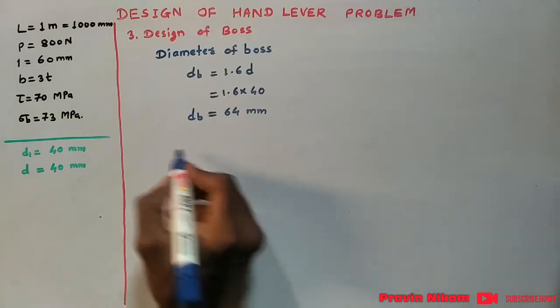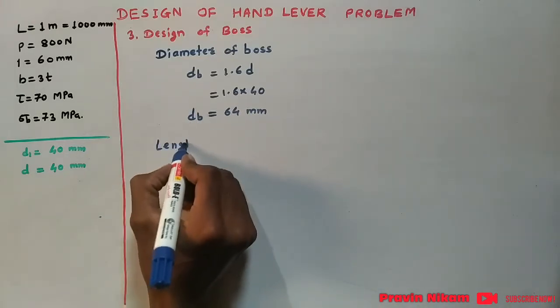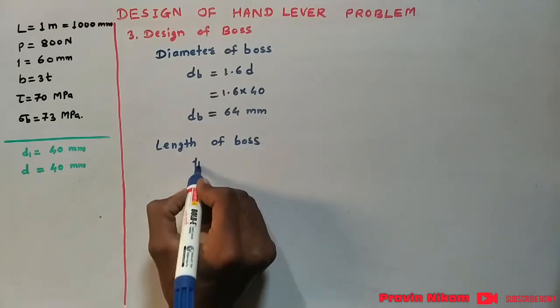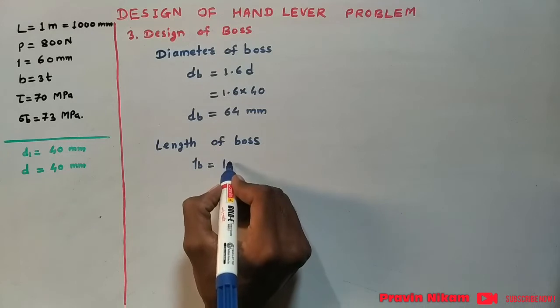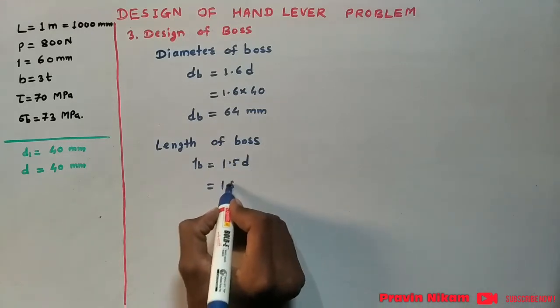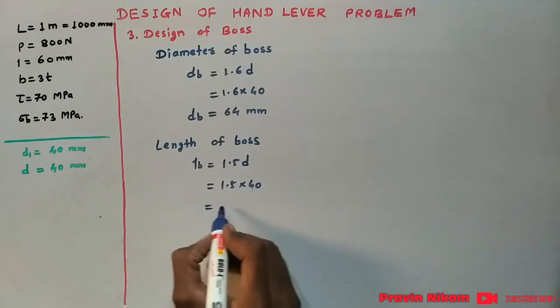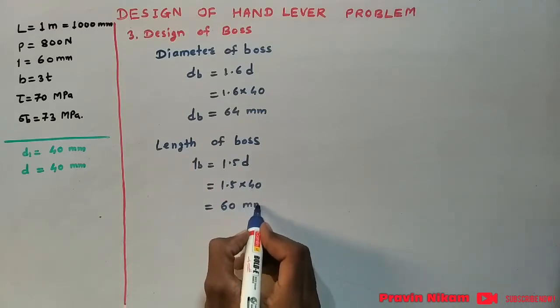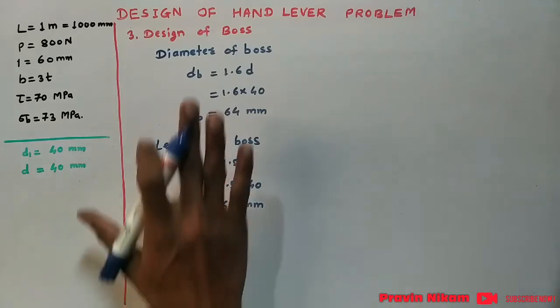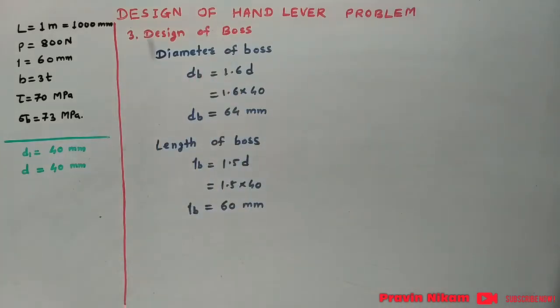So this is dB. And length of boss LB is equal to, take a maximum of 1.5 times D. So 1.5 into 40, that is equal to 60 mm. That is the length of boss. So these are the dimensions of boss.